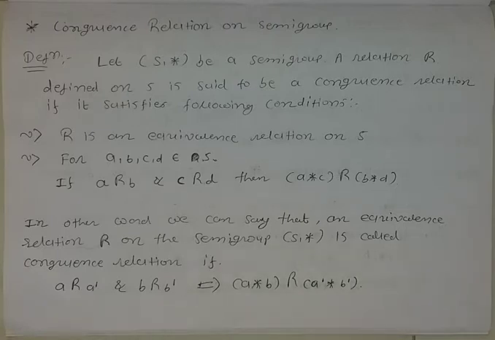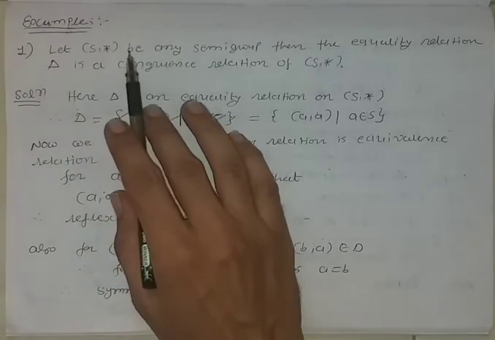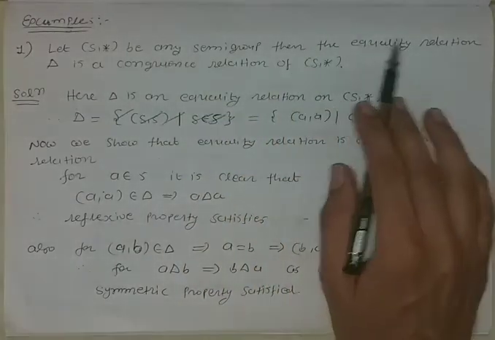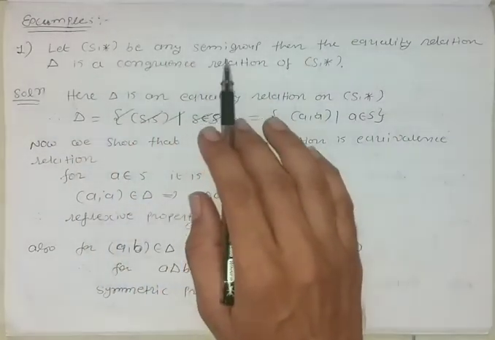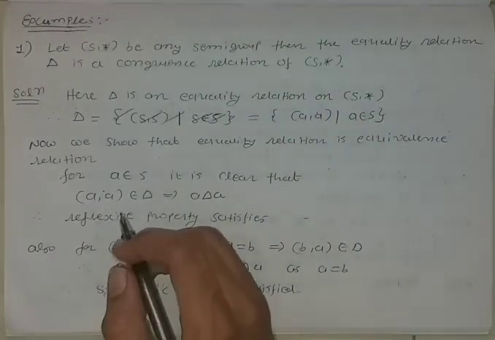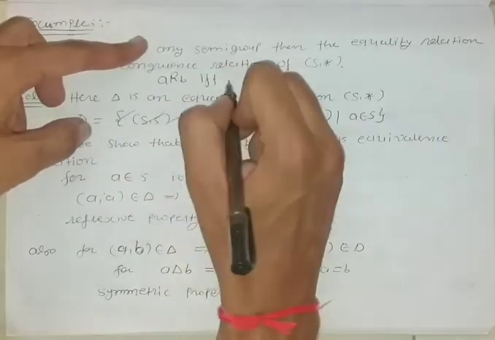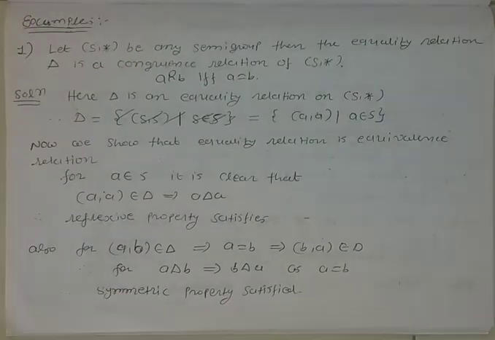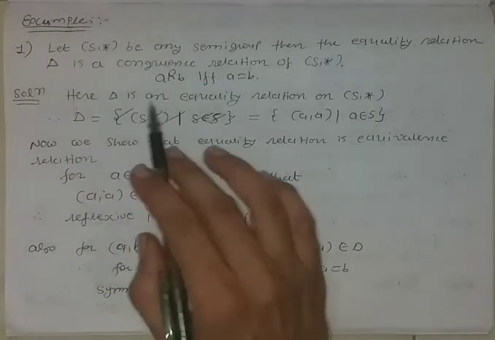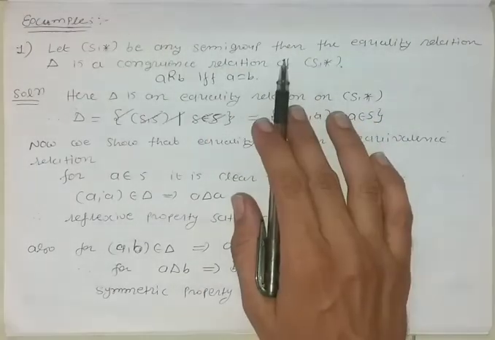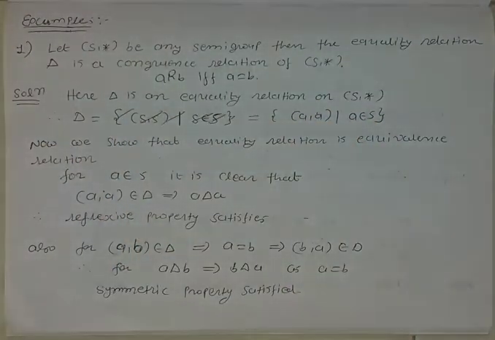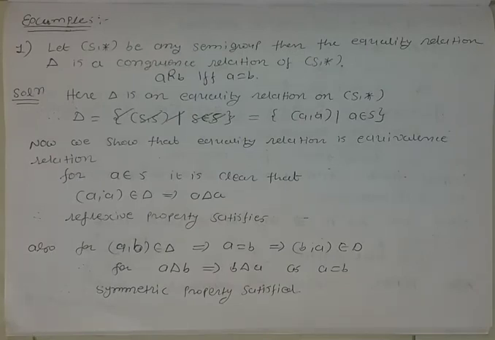Now let us see our next example of congruence relations. Let (S, *) be any semigroup, then the equality relation delta is a congruence relation on (S, *). What is the equality relation? Equality relation means a is related with b if and only if a is equal to b. Okay. Here delta is the equality. What is our aim? Our aim is to show that the equality relation is a congruence relation. So for any relation, first of all we show that it is an equivalence relation. Then after that we prove the second condition.